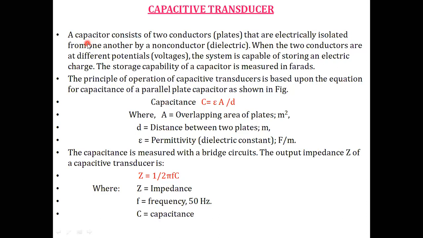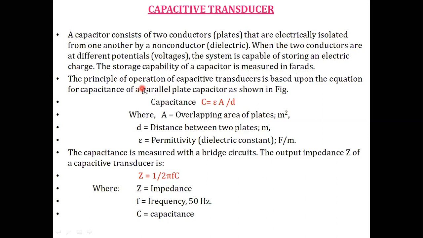Here a capacitor consists of two conductors, that is plates, that are electrically isolated from each other by a non-conductor, that is dielectric medium. When the two conductors, that means two plates, are at different potentials, that is voltages, the system is capable of storing an electric charge. That means the entire capacitive type of transducer is able to store some charge. The storage capability of a capacitor is measured in farads.